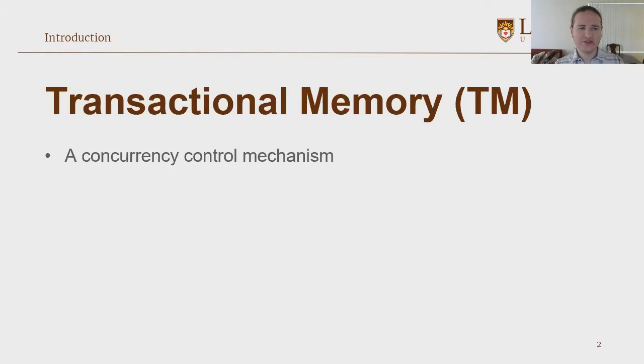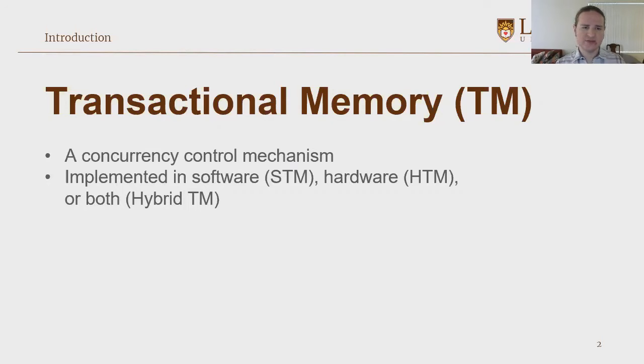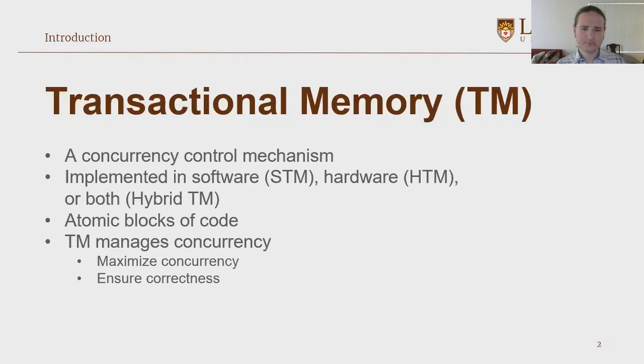Transactional memory, or TM, is a concurrency control mechanism. There's several different types of transactional memory. There's STM, software, HTM, which is implemented in hardware, and hybrid TM, which uses both software and hardware. Rather than using traditional concurrency objects such as locks, the programmer denotes blocks of code as being atomic. After that, the system handles the concurrency.